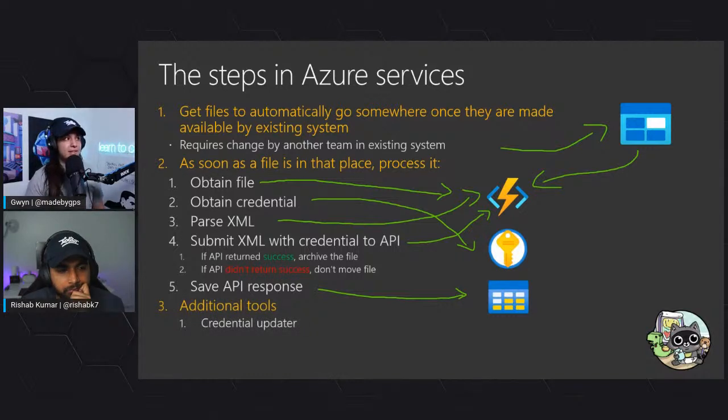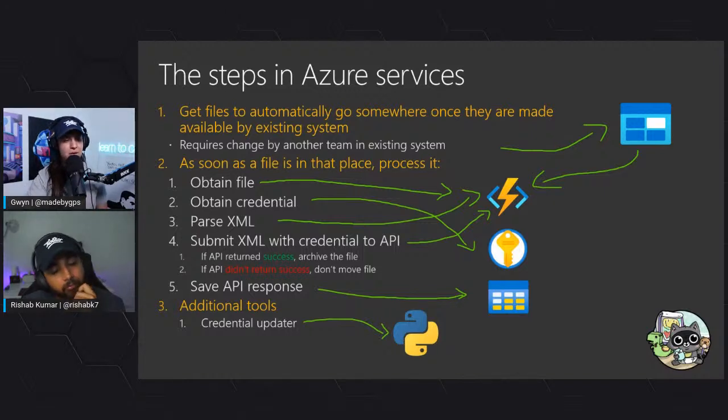Finally, we need to create the additional tools, which would be a credential updater. Remember, we're going to have credentials in Key Vault, so we need to be able to rotate those every 90 days or so. So I built this. I used a Python SDK to interact with Key Vault, and then we needed a static site to view the results.